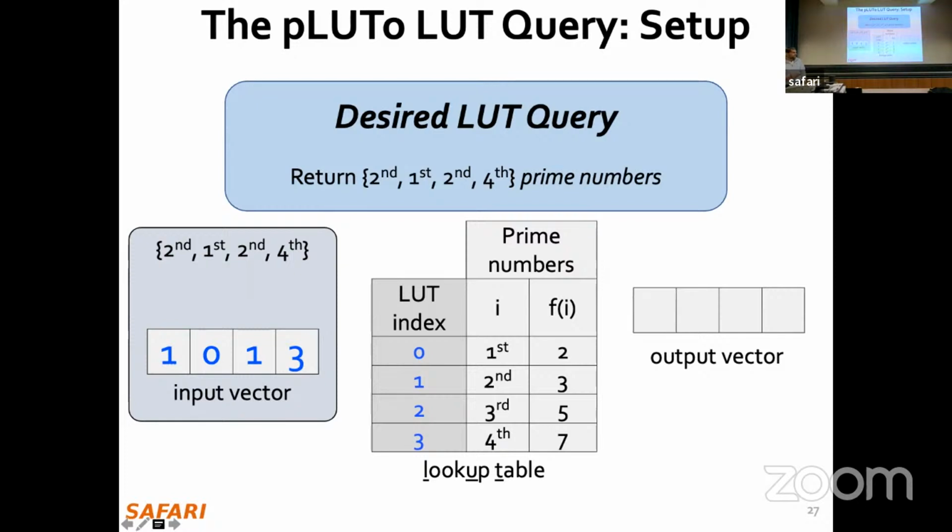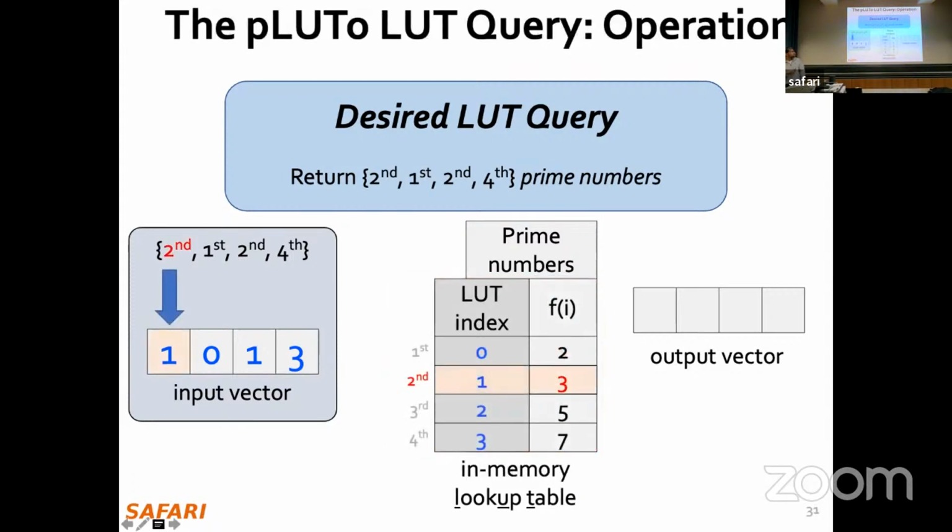provide is also going to be in terms of the LUT index, based on the input vector that we input. So how does this execute? How does the operation itself execute? We are going to iterate over each one of those elements in the input vector at a time, and then you are going to populate our output vector. So the second prime number, which is stored in LUT index 1, outputs the value of 3. The first prime number, which is stored in LUT index 0, outputs the value of 2. And then the second one is again stored in LUT index 1, and this is going to give us 3. And the final one is going to give us 7.